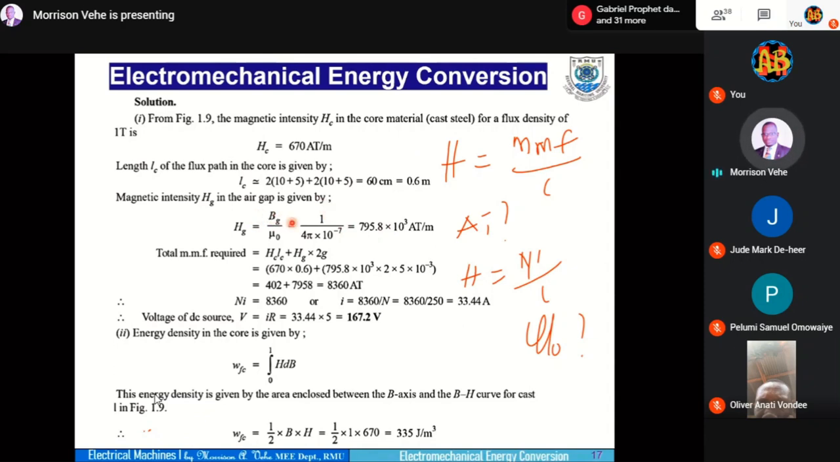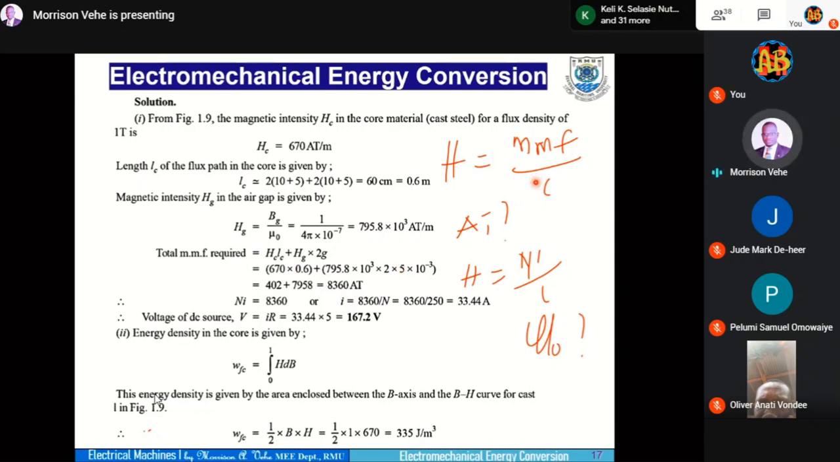So we're given our flux density for the air gap as 1 Tesla. So 1 Tesla divided by that, we should be getting 795.8 times 10 to the power 3 ampere turns per meter. All right, so the total MMF required will be this.